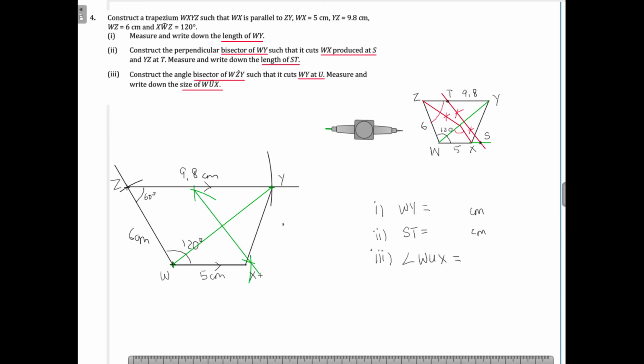Now the bisector extends to WX produced. So we need to extend WX. This is WX produced, so that it will give us the point S. So S is here. It's on WX produced. This is S.